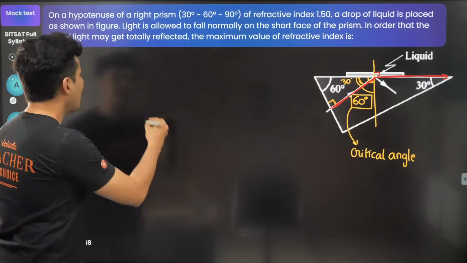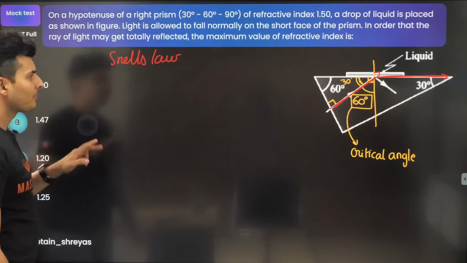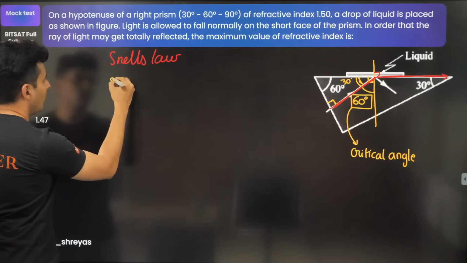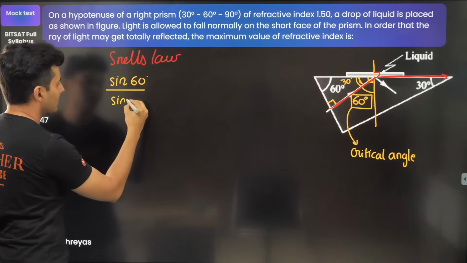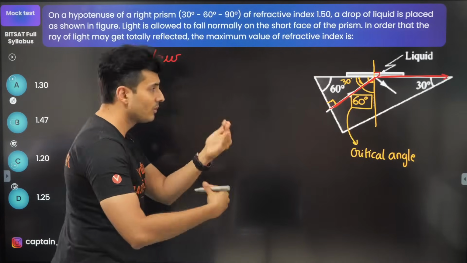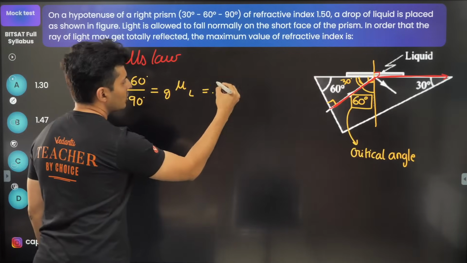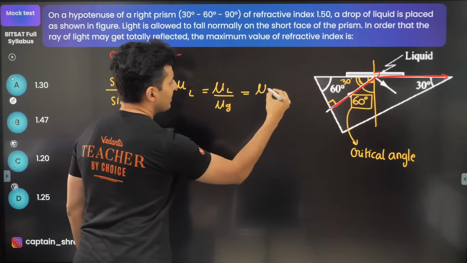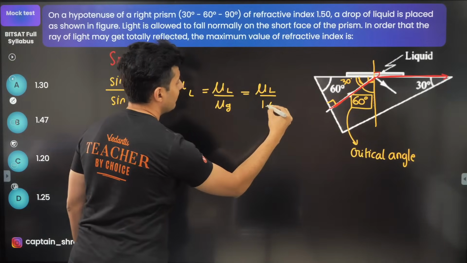Okay, so let's just use our Snell's law and see what we get. So sin i by sin r is 1 mu 2. So sine of angle of incidence, which is 60, upon sine of angle of refraction, which is sine of 90 degrees, will be, this is glass, that is liquid, so it's going from glass to liquid, so G mu L, which also happens to be mu L by mu G. Well, mu L is not known. Glass has a refractive index, the prism has a refractive index of 1.5.